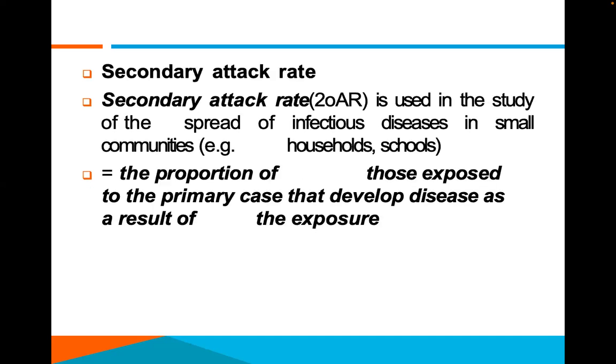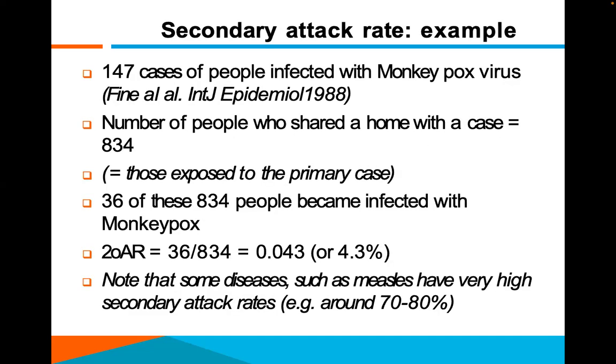What is the secondary attack rate? The secondary attack rate is used in the study of the spread of infectious disease in a small community. For example, the proportion of those exposed to the primary cases that develop disease as a result of the exposure.